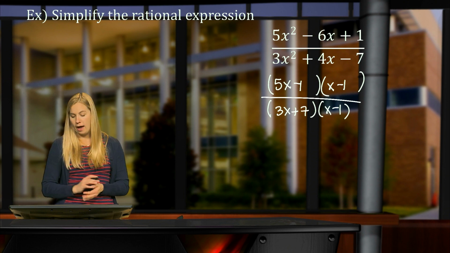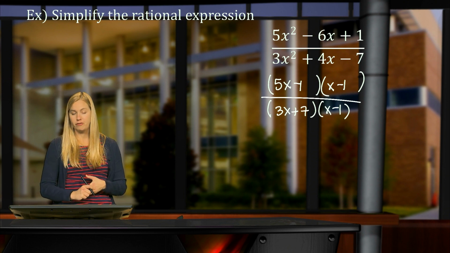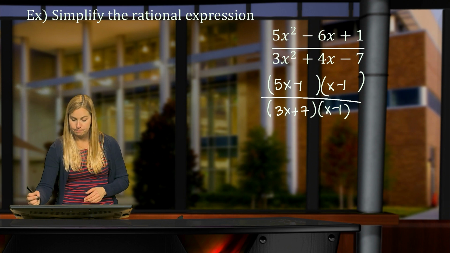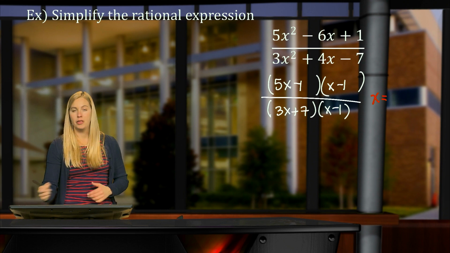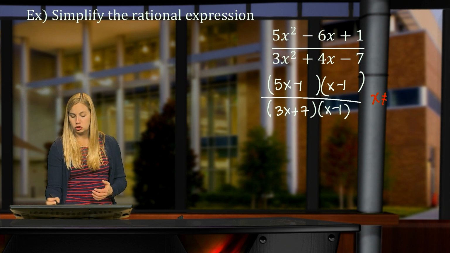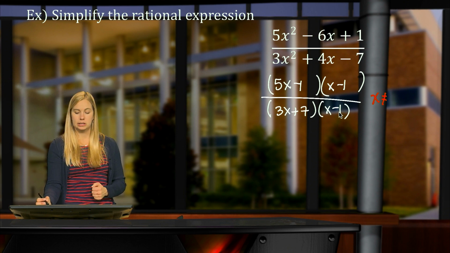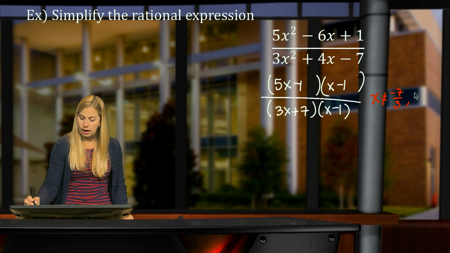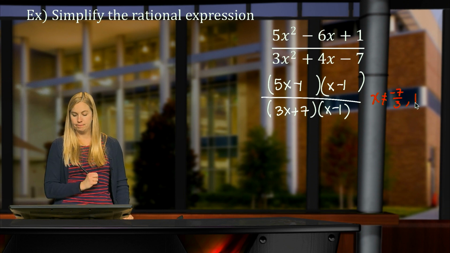All right, if you've come back, the factors for the numerator are 5x minus 1 times x minus 1. And in the denominator, we have 3x plus 7 times x minus 1. Now that everything is factored, we want to state our restrictions. Setting both of your factors in the denominator equal to 0, we get x cannot equal negative 7 over 3, and x cannot equal positive 1.